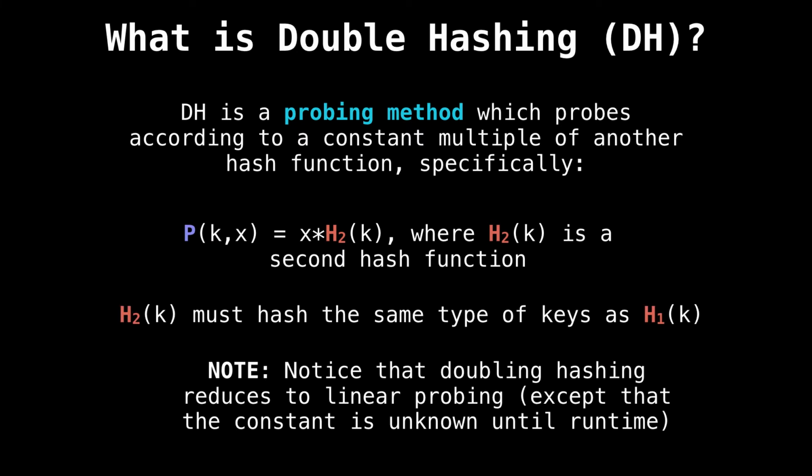So here's an important note. h2 of k must hash the same type of keys as h1 of k. So if your key is a string, well, h2 of k must hash strings. If h1 of k hashes integers, then h2 of k must also hash integers. So here's a note I put at the bottom: notice that double hashing actually reduces to linear probing, except that the constant is unknown until runtime because we dynamically compute it with h2 of k.